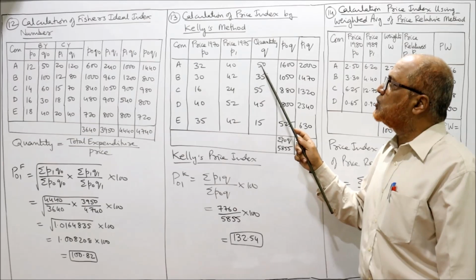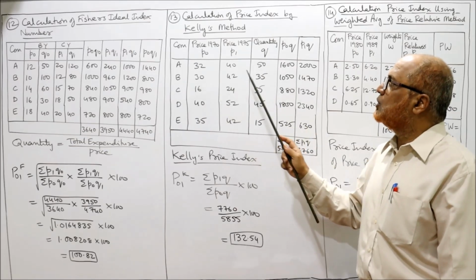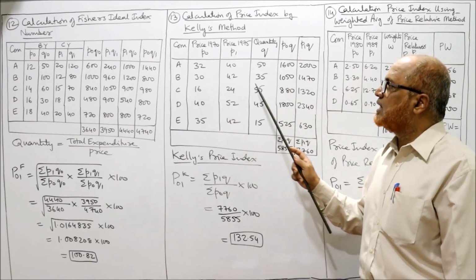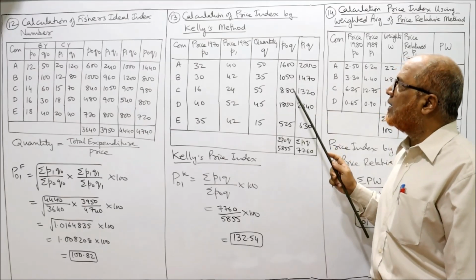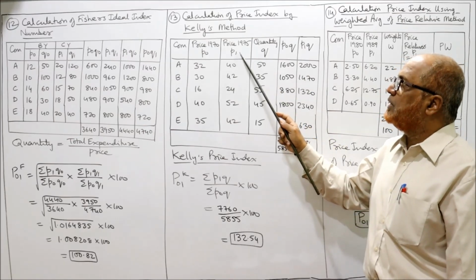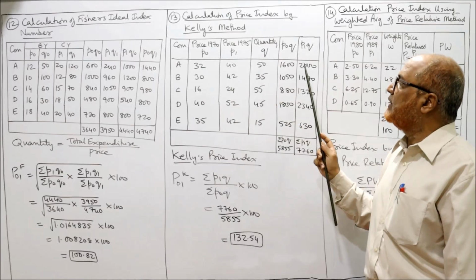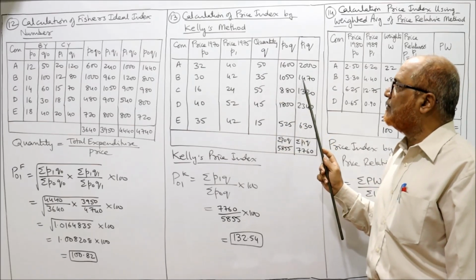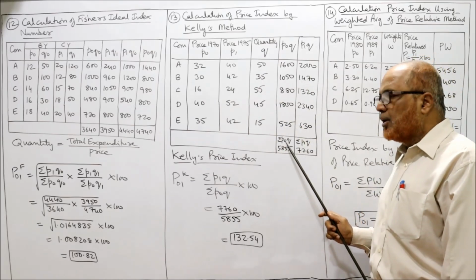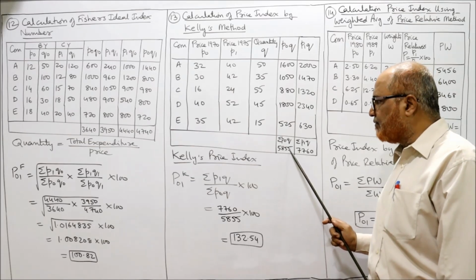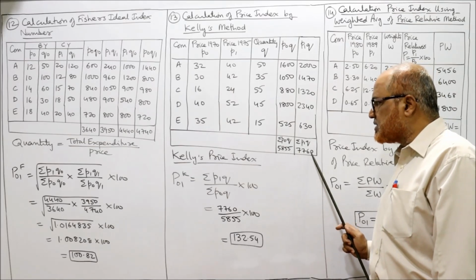So base year price P0 into Q. So 32 into 50 you'll get this one. 30 into 35 you'll get this one. 16 into 55. ये एक कॉलम हो गया. Then P1Q, this P1, this is Q. 40 into 50, 2000. 42 into 35, like this. Now take the total. P0Q is equal to 5855. P1Q is equal to 7760.